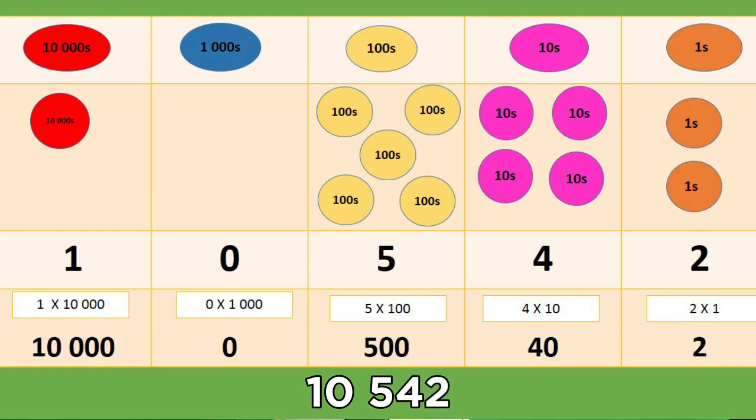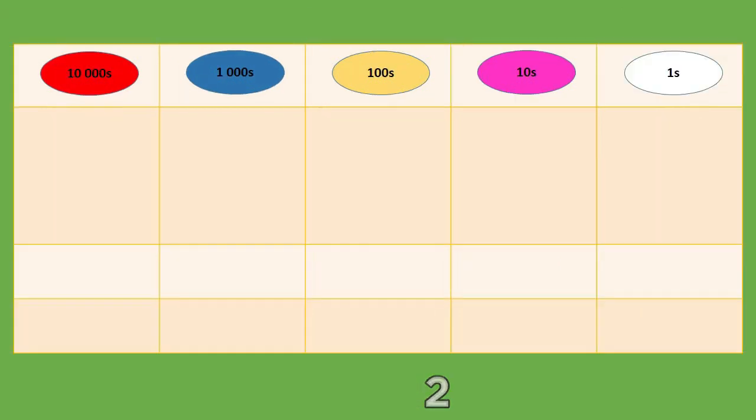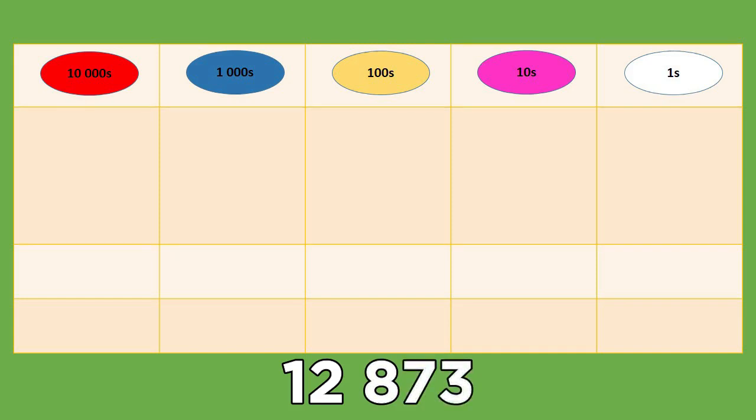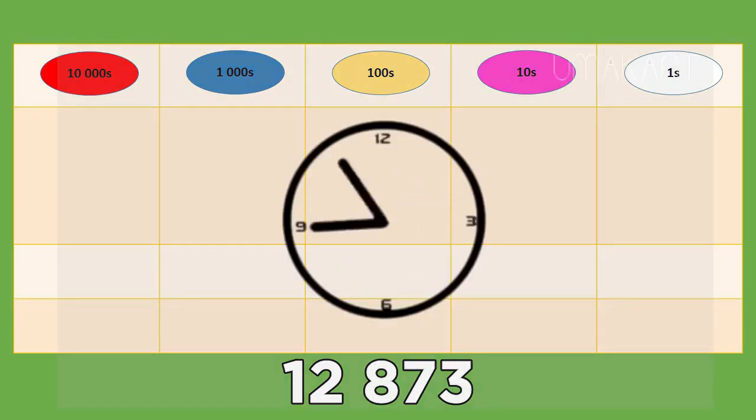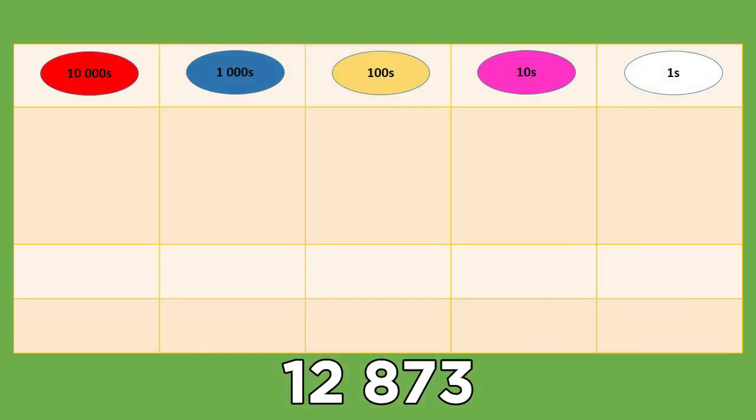Okay, so ready for the next example. So grab your paper and ball pen and try another example. Another example is 12,873. Use the table and number discs to visualize the given number. I will give 5 minutes to answer. Okay, time's up! And now, compare your answer by looking at the table.